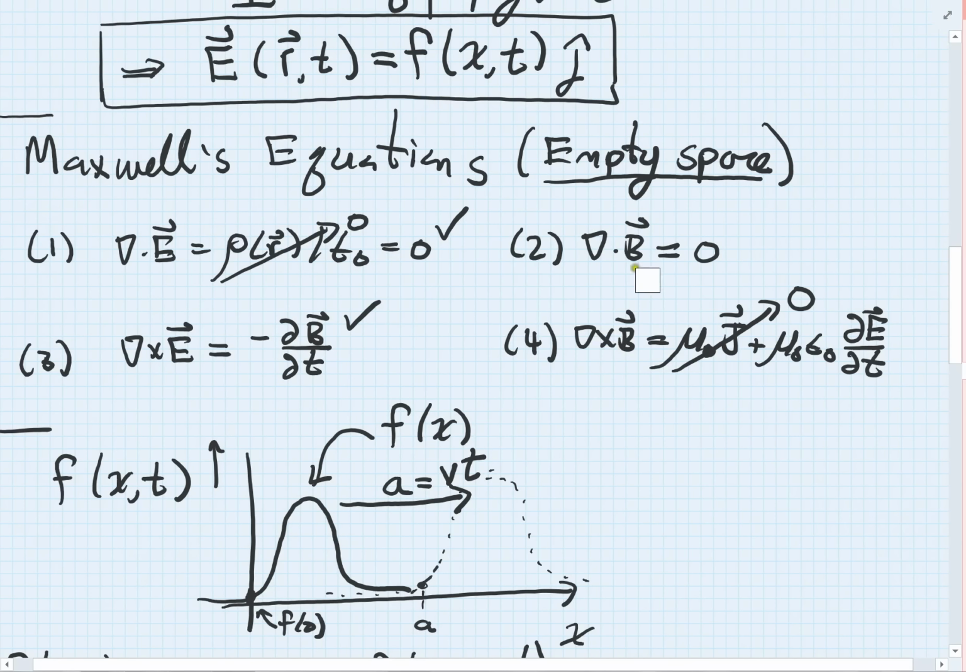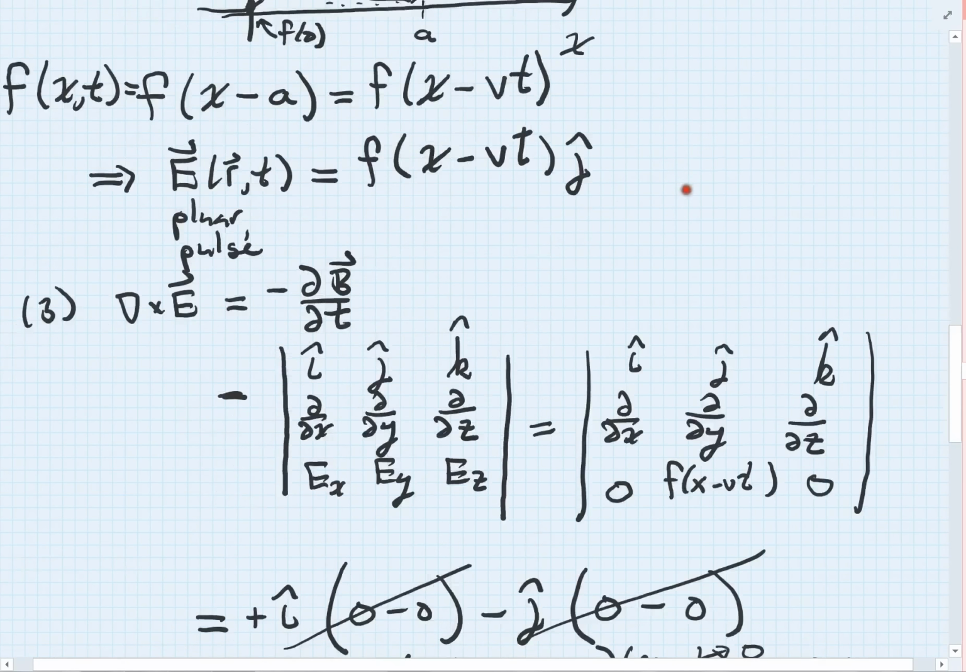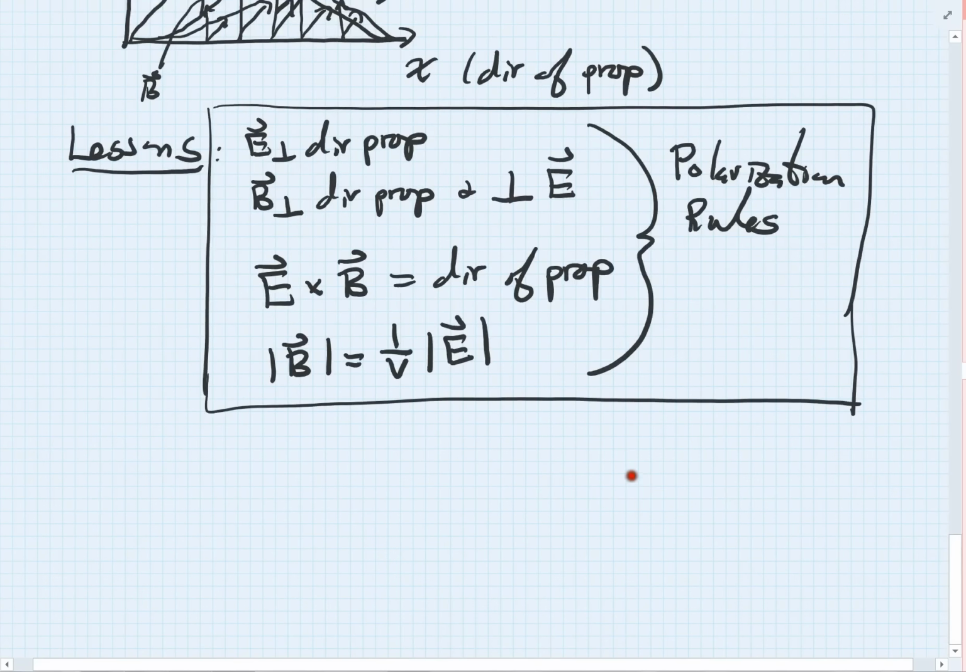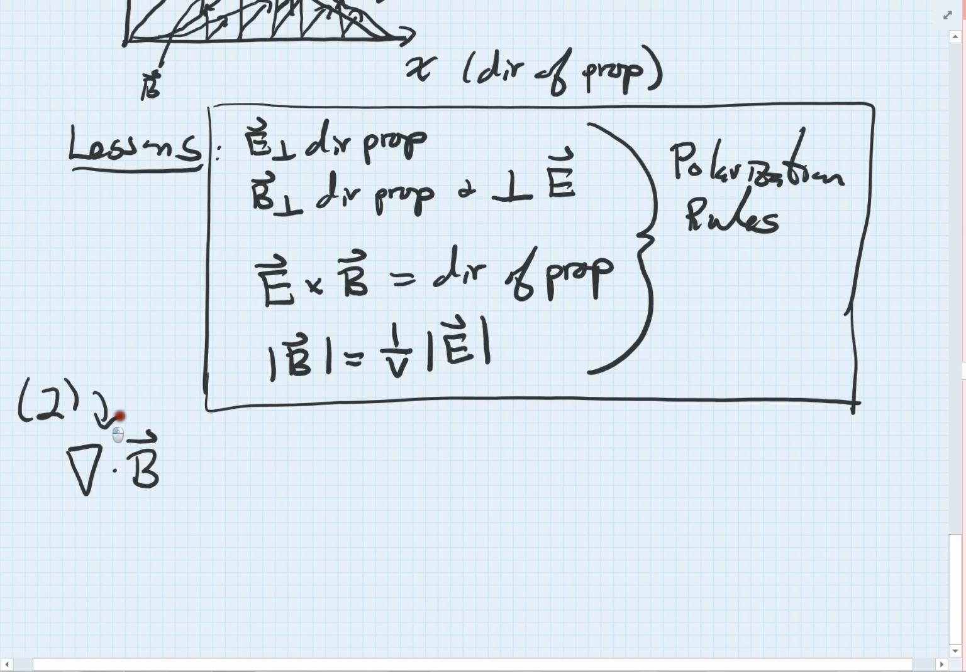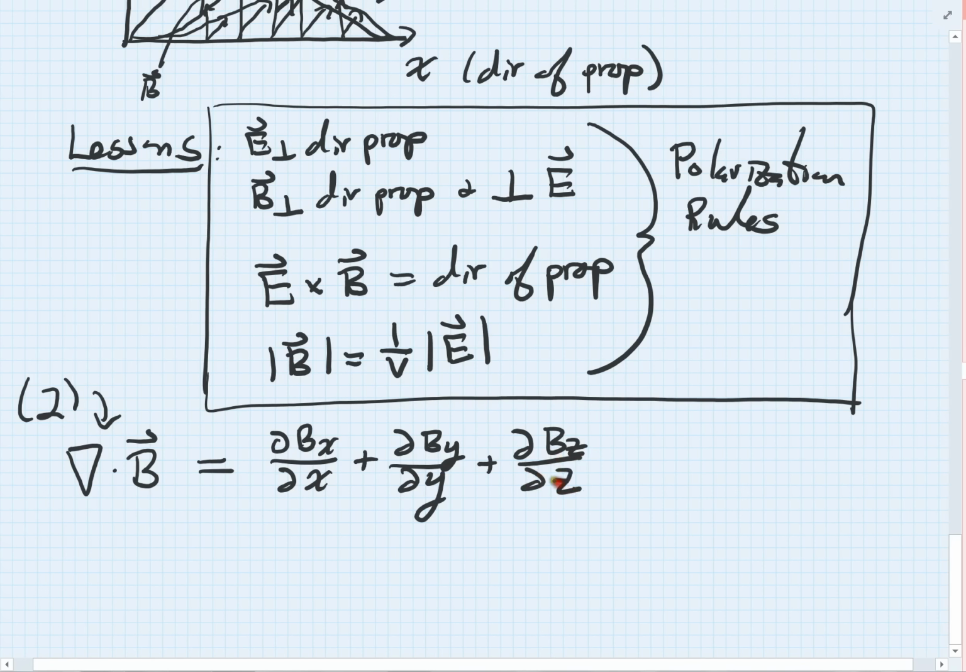It's that the divergence of the magnetic field is 0. That reflects the fact that there are no monopoles. So let's see how well that works. So let's take the divergence of B. I'll label this as Maxwell's equation number 2 that we're checking out. We're hoping we get 0. Let's see. So that's going to be the x derivative of the x component of the magnetic field plus the y derivative of the y component plus the z derivative of the z component.